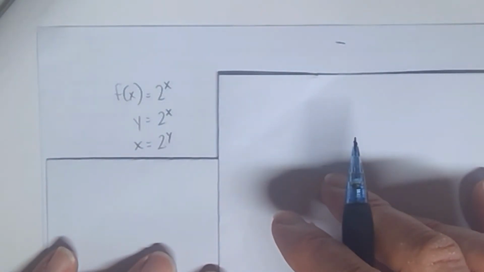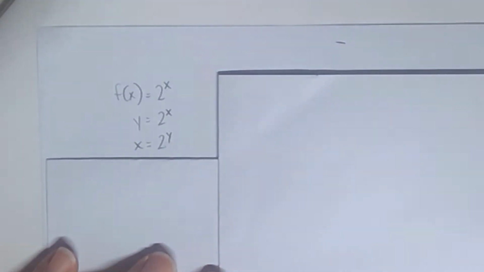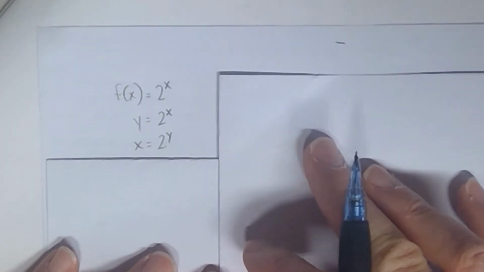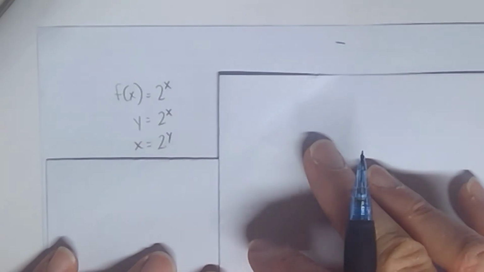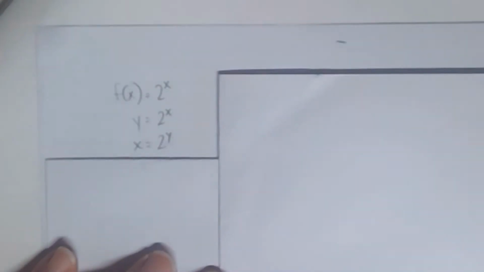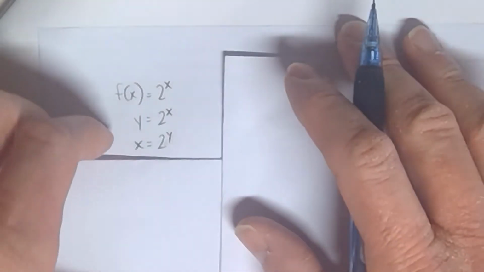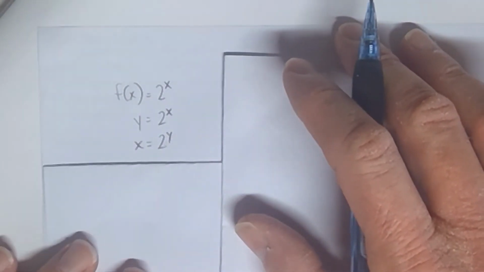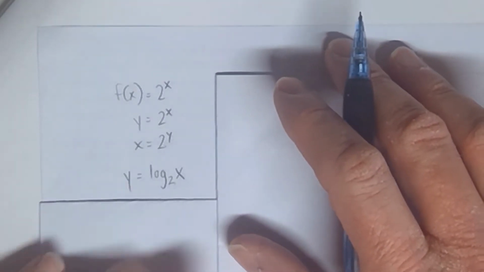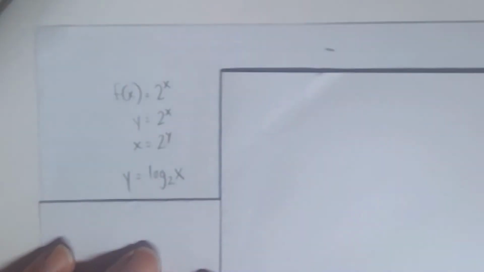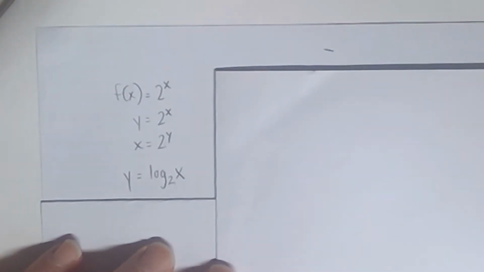So we're kind of stuck, and mathematicians many years ago realized this, and they had to figure out a way to rewrite this problem so that the y would be by itself. They invented a brand new type of function called the logarithmic function. They wanted to get the y by itself, and so they called it log. I'm not sure why they called it that, but that's just what they call it.